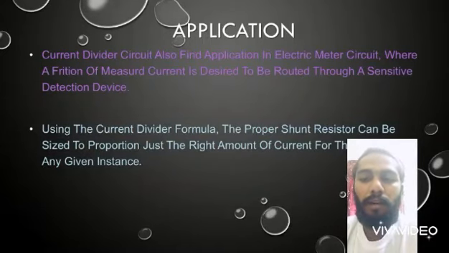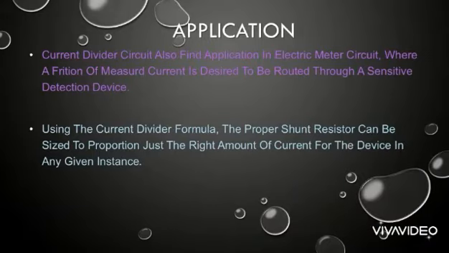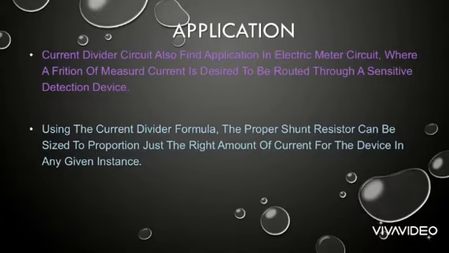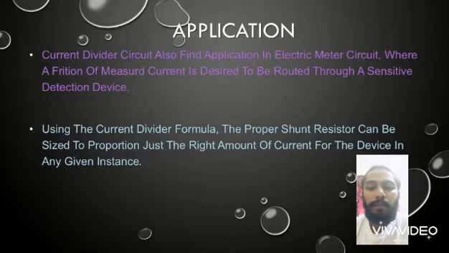Okay, now we can see the application of current divider rules. In real life we can see the current divider circuit in an electric meter circuit, where a fraction of the measured current is desired to be routed through a sensitive detector device. Then, using the current divider formula, the proper shunt resistor can be sized to proportion just the right amount of current for the device at any given instant.